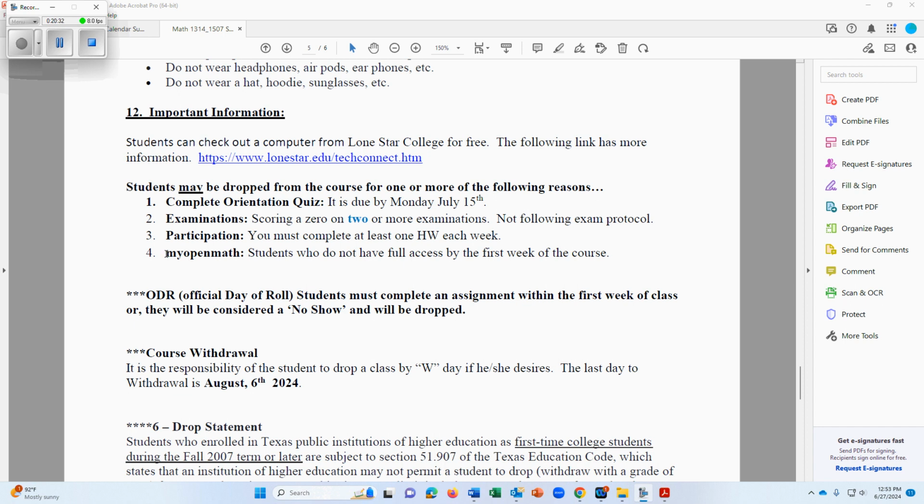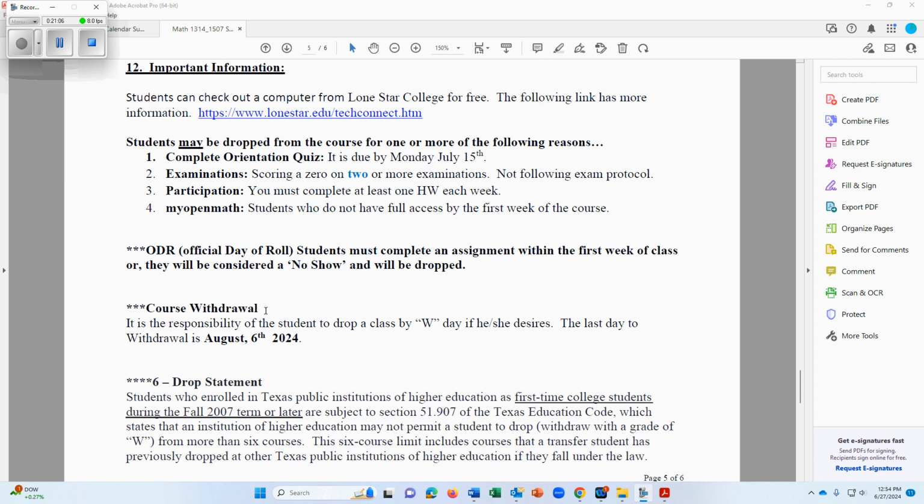And then most importantly is MyOpenMath. You need to have full access that first week to get the course going, because we have this thing called ODR, Official Day of Roll. Students must complete an assignment within the first week of class, or they will be considered a no-show and will be dropped. This is a Lone Star policy. So you want to make sure you set up your account, get started on your homework. It's free, you're not going to have to pay for anything, get that going.